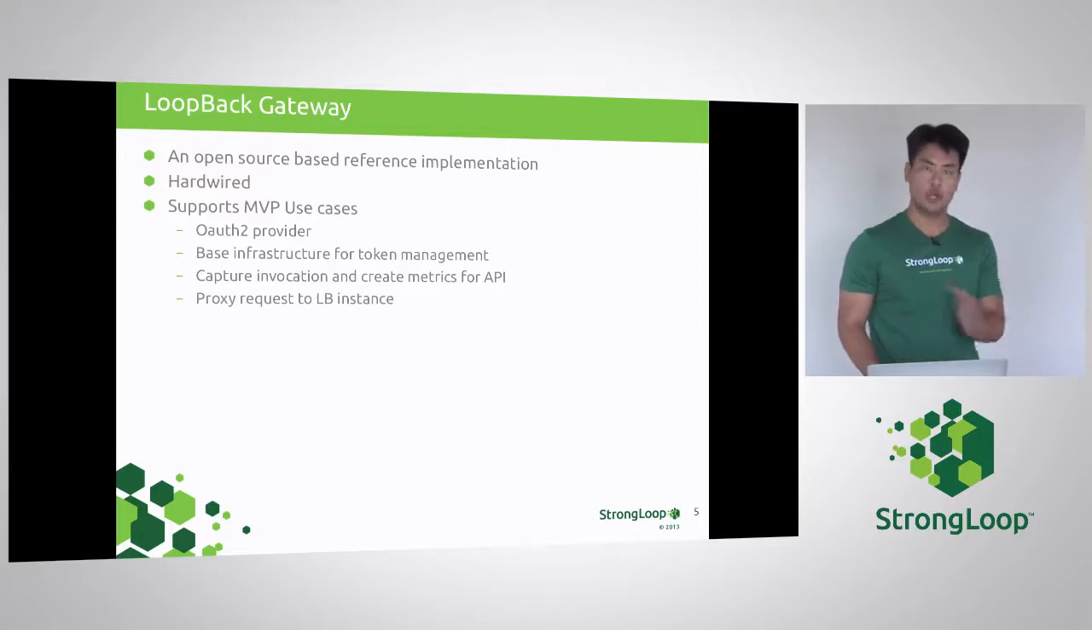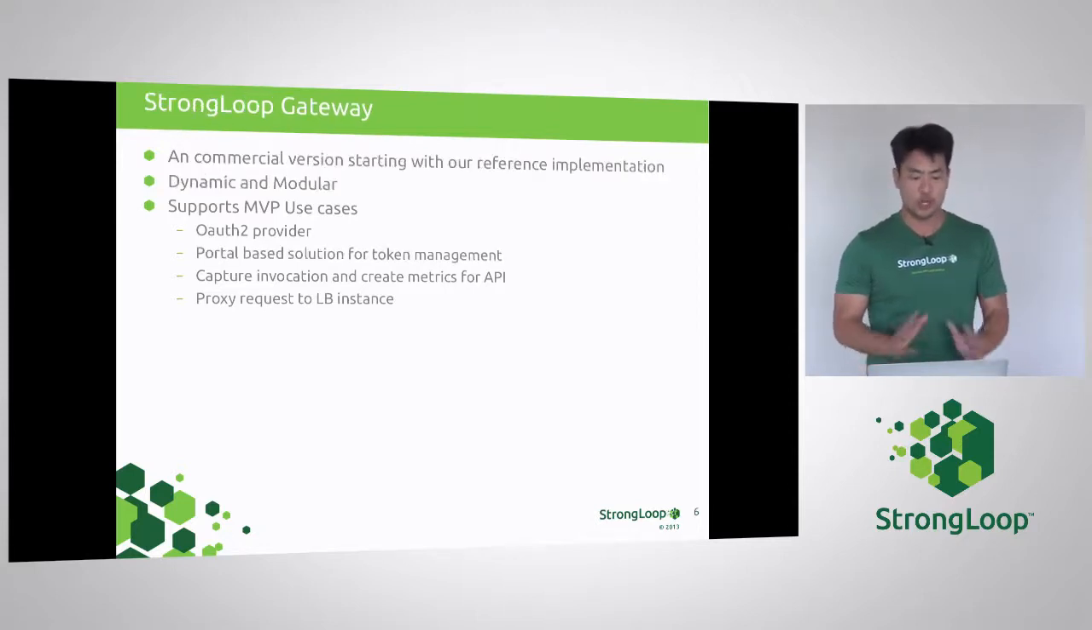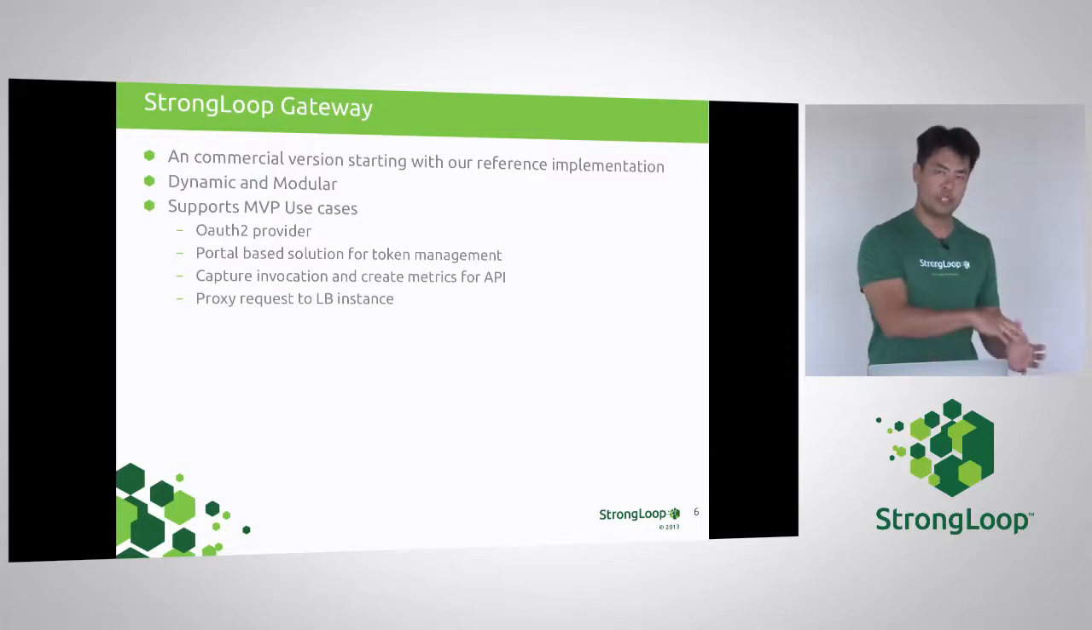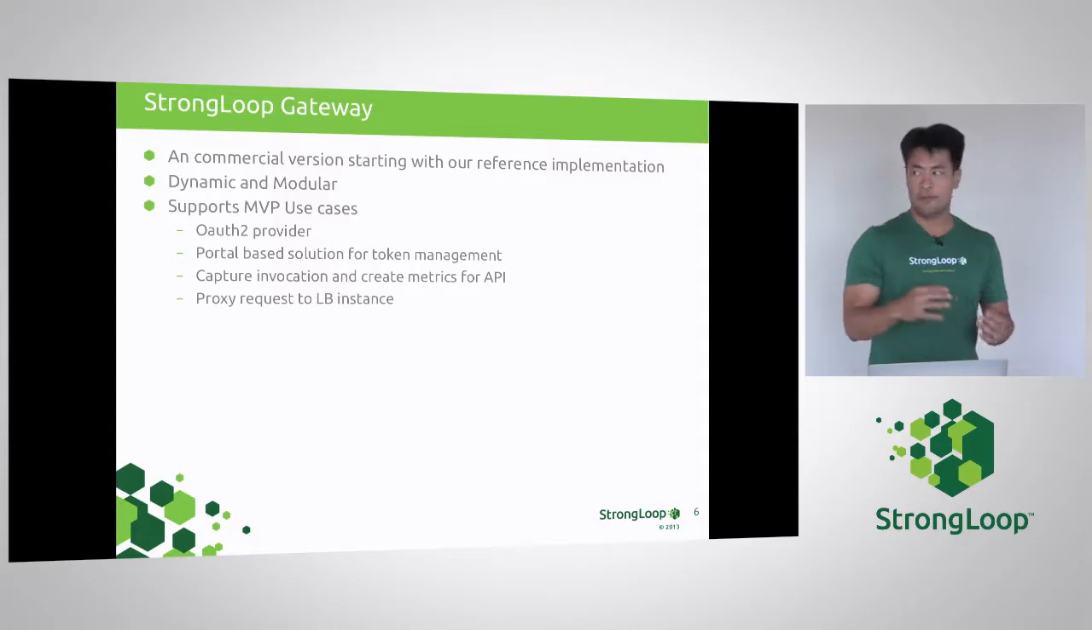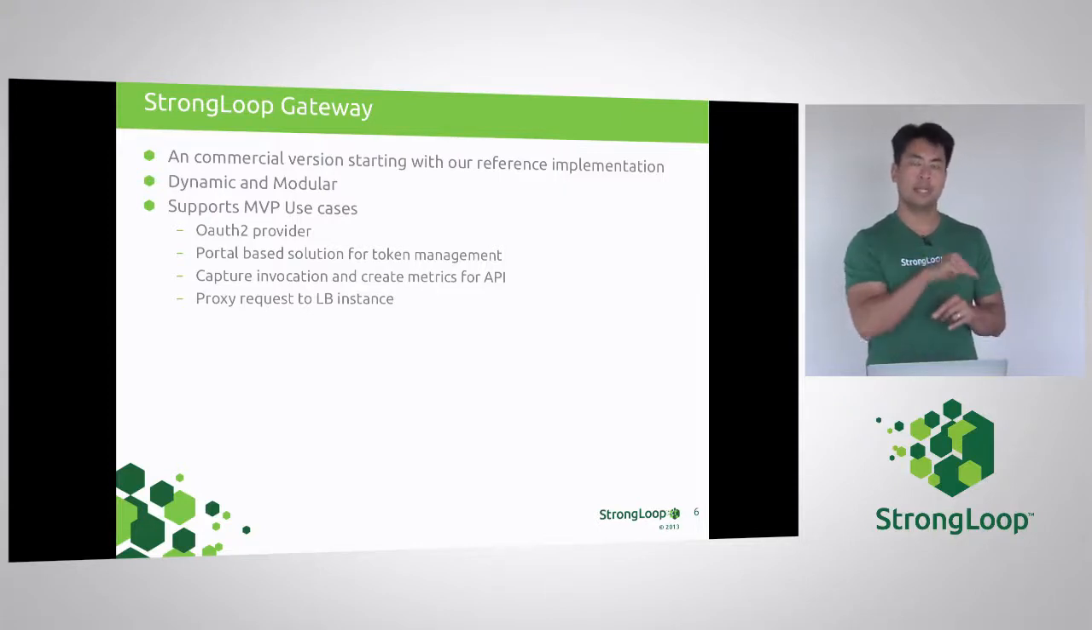This is, again, the open source version. The StrongLoop gateway is going to be our commercial version of exactly what we built as a reference implementation. So if you are trying to implement an API solution right now and need a gateway, I highly encourage you to take a look at our open source version, because these MVP use cases are going to be replicated in the commercial version. The biggest difference, though, is that they won't be hardwired. They're going to be dynamic and modular.